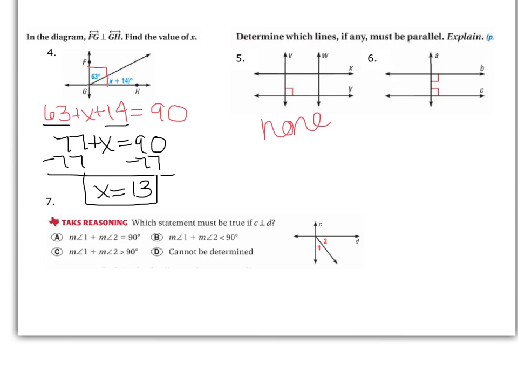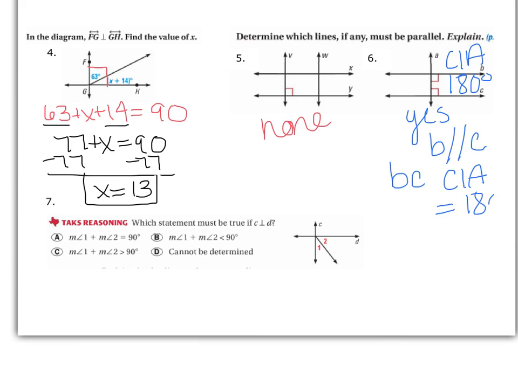Now here, if I'm trying to say, are B and C parallel to each other? If I test this as my transversal, you have two 90-degree angles right here. These angles add up to 180. These are consecutive interior angles, and what we learned last time is if consecutive interior angles are supplementary, then the lines are parallel. So yes, B is parallel to C, because you have consecutive interior angles that are supplementary.